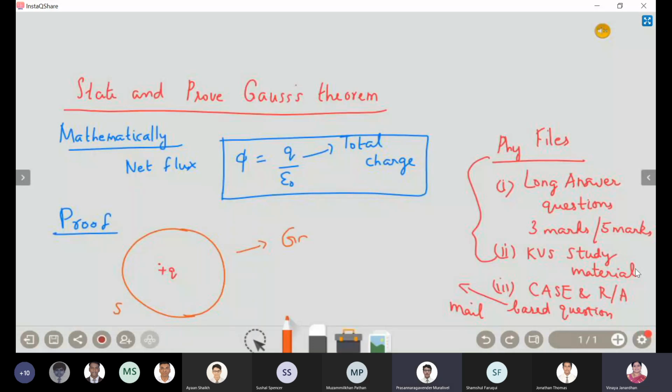Ma'am, can you repeat the statement? Your voice was breaking. Let a point charge plus Q be placed at the center O of a sphere S. So the surface S becomes your Gaussian surface. The sphere S becomes your Gaussian surface.